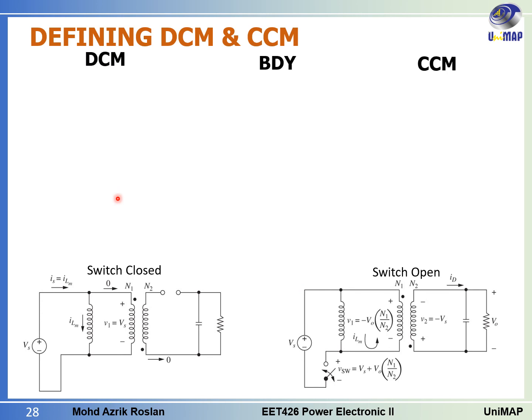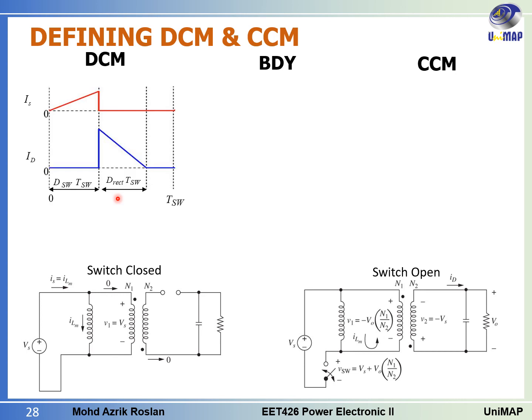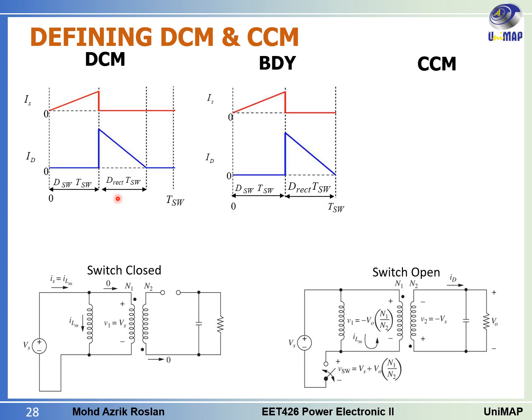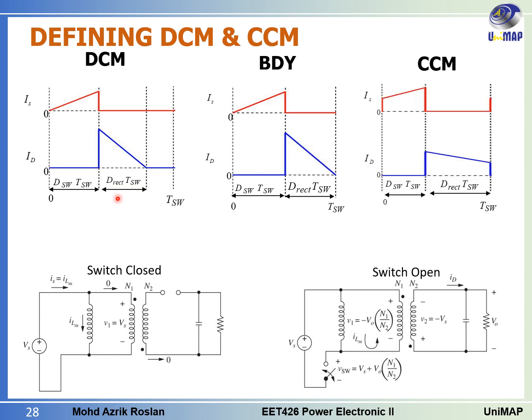Okay, before this we know that we can define the DCM and CCM using the inductor current, the magnetizing current, but we can also see whether the circuit is operating in DCM or CCM by looking at the IS, which is the input current, and ID, the diode current.